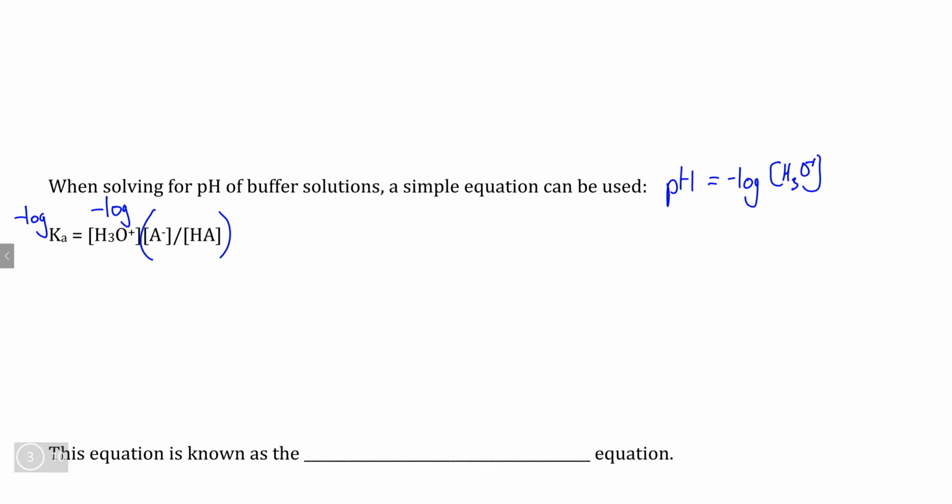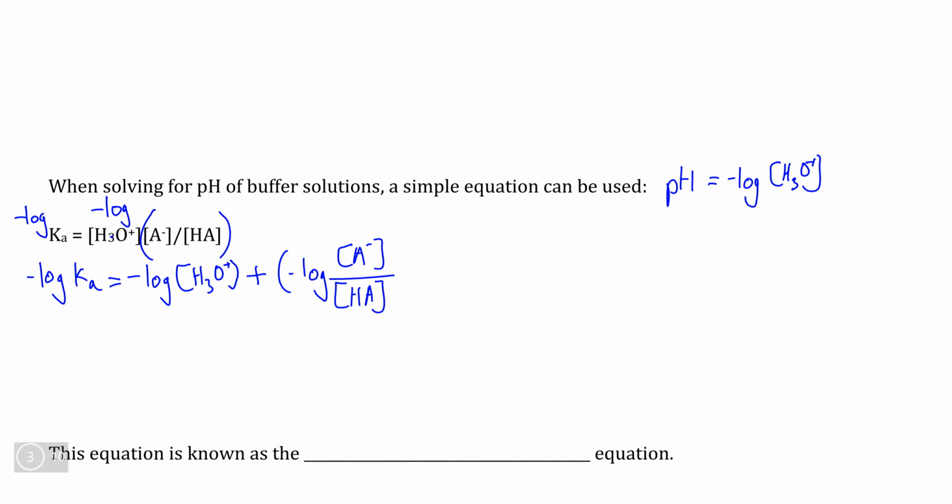Well, if you remember your log rules and your log algebra from advanced functions, whenever we have a log of two numbers that are a product, we can separate them into a sum. So that means that the negative log of Ka is going to be equal to the negative log of the concentration of H3O+, because again, we're separating these two terms that are a product of each other when we take the log into a sum, plus the negative log of the concentration of conjugate base divided by the concentration of acid.